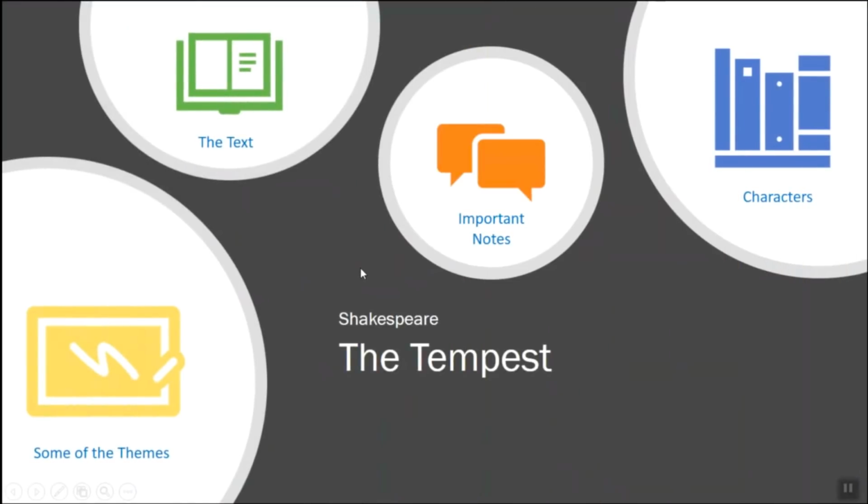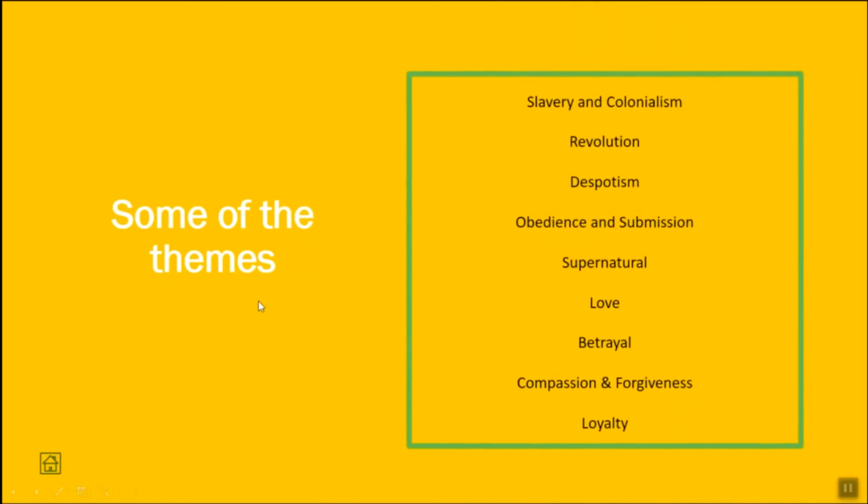Next, before we again move on to the text, we will discuss some of the themes. Out of the various themes that are covered in this play, some of the important themes are slavery, colonialism, revolution, despotism, obedience and submission, supernatural, love, betrayal, compassion and forgiveness, and loyalty.